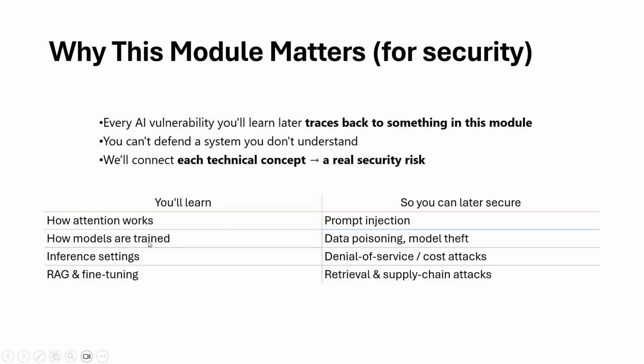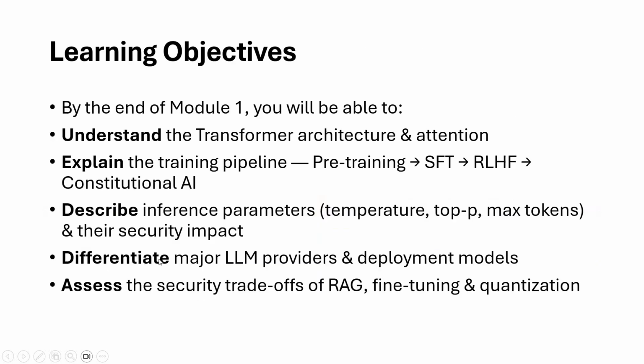Then how models are trained, which will help us secure against data poisoning and model theft. Inference settings, denial of service and cost attacks. RAG, which is retrieval augmented generation, and fine tuning, and the supply chain attack, focusing on the security aspect of these areas when we learn this.